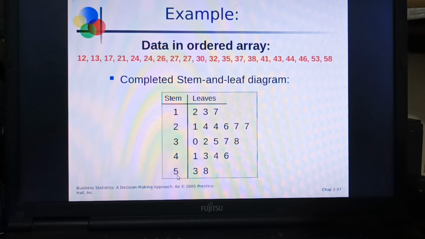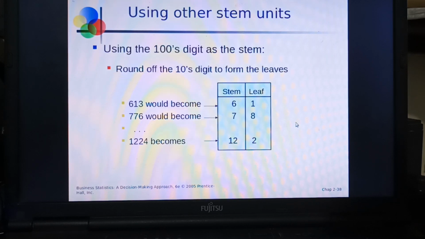And for the 50s, we have here 2. For 53, the leaf is 3. For 58, the leaf is 8. So here we have just the 1, 2, 3, 4, 5, which is multiplied by 10. The stem and the leaf. That's why it's called the stem and the leaves.